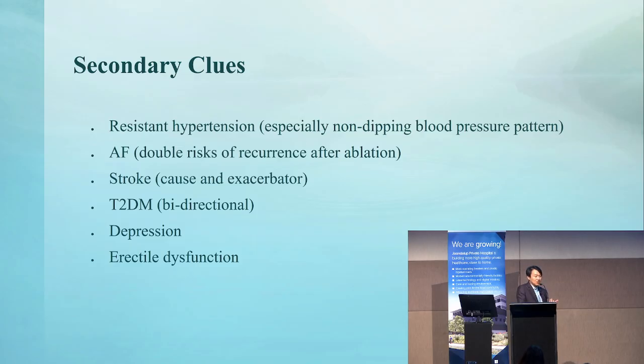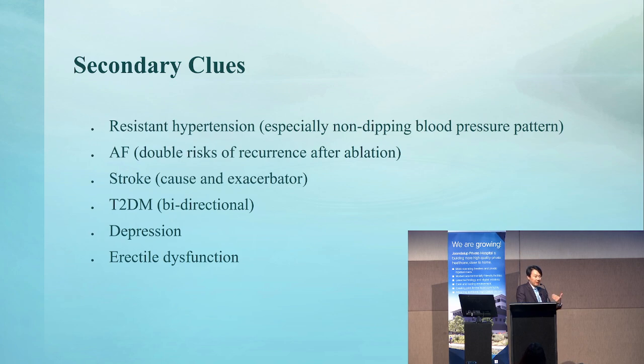With stroke, sleep apnea predisposes to stroke, both ischemic stroke and hemorrhagic stroke. And it's also bidirectional, in the sense that if you have a stroke, especially if it affects your upper airway, you lose your upper airway muscle tone, you're also at higher risk of sleep apnea. So it's a bidirectional relationship.